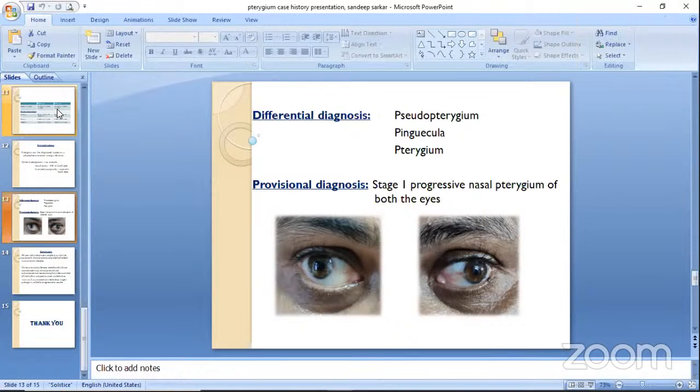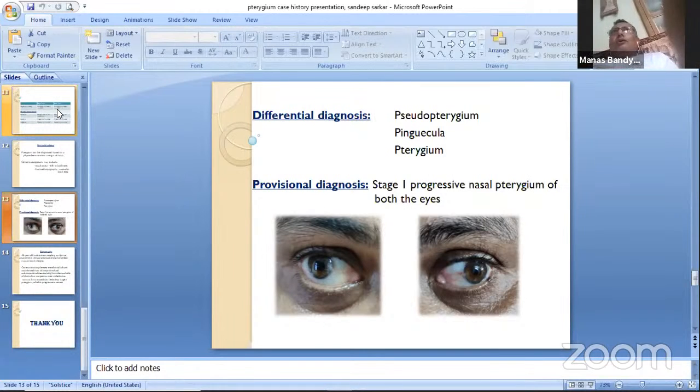Probe test, sir. Okay, how do you do it? In the case of pterygium, a probe cannot be passed below the pterygium, but in the case of pseudopterygium, a probe can be passed below it. So the probe test is negative in pterygium and positive in pseudopterygium. Can you tell me what is the first step in a probe test?